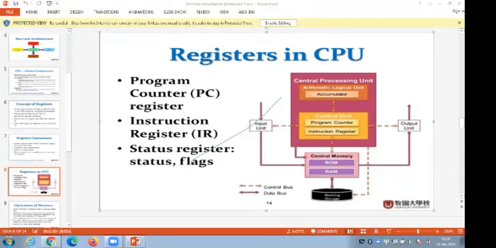Now coming to the diagram, in the control unit we have a program counter, which is one of the registers, and an instruction register, which is one of the registers. In the arithmetic logical unit we have the accumulator. Now let me explain what a program counter is. What is a program counter?